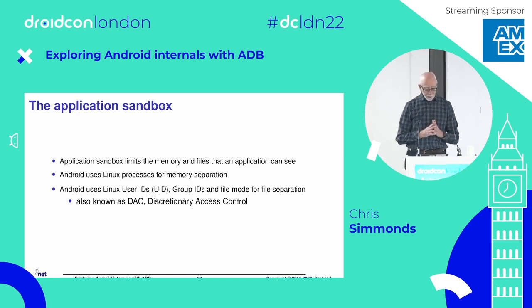Sandboxing. This is one of the key concepts of Android, that applications are sandboxed. And they are sandboxed in two different ways. First of all, memory. Each application has its own unique area of memory and cannot interfere with any other application's memory. And then secondly, with files. When it comes to files, Android makes inventive use of Linux user IDs and group IDs.